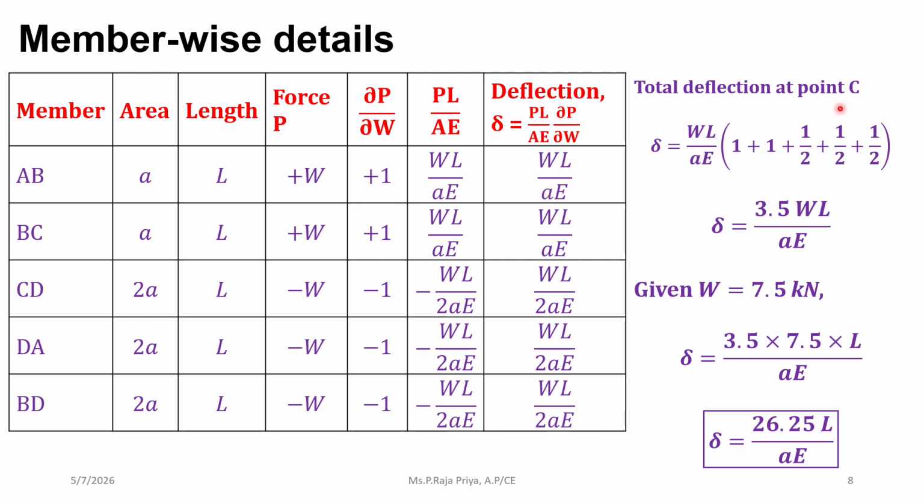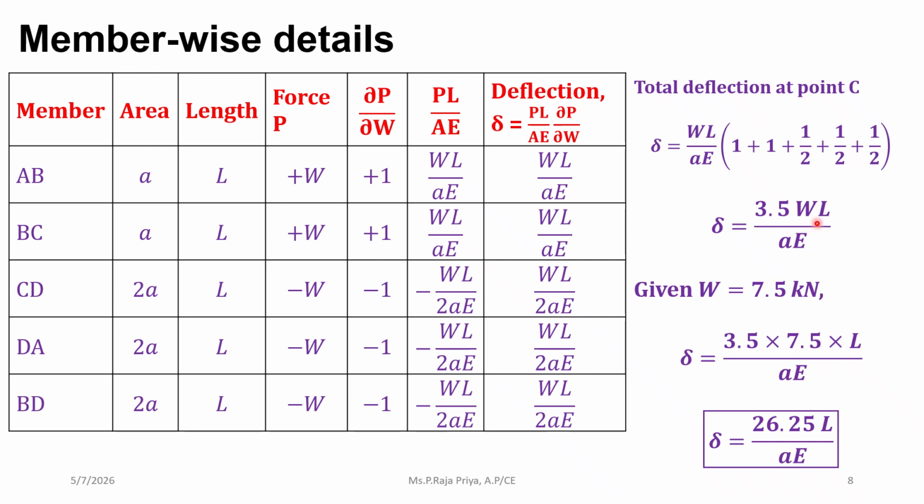So the total deflection, we have to sum up all these values. This we have found out for each member. So the total deflection at point C due to the load will be a summation of the deflection in all the members. So here you can see WL by A is common for all the members, so you can take that outside. So the first member it will be 1, second member 1, third, fourth and fifth member will be 1 by 2, 1 by 2. So you simplify this and the deflection is 3.5 WL by AE.